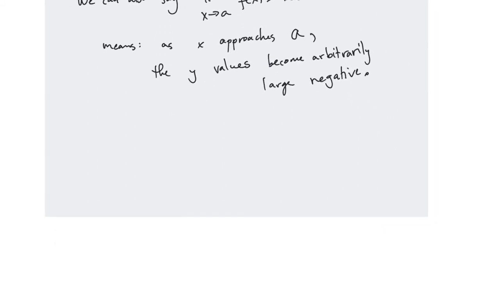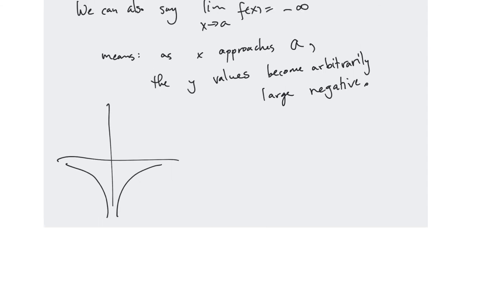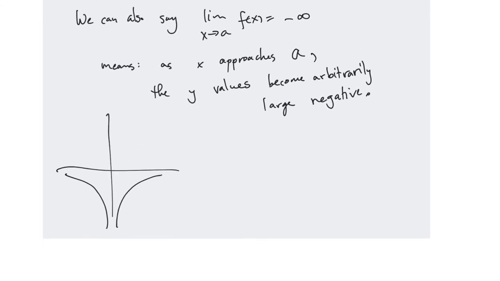And on a picture, this would look something like this, right? This looks like negative 1 over x squared. So it is a fact that the limit as x goes to 0 of negative 1 over x squared is minus infinity, all right? It just means as you approach that point, the y values go down forever. Arbitrarily large negative. Strange way of saying it, but gets the idea across. All right? Limits at infinity. Infinity is not a number. It's true.